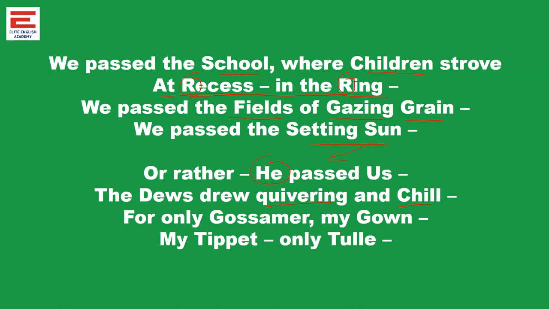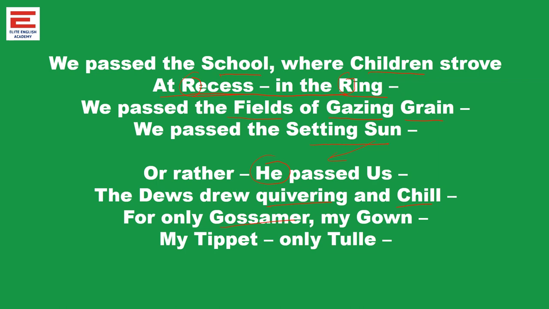For only gossamer my gown. So here she describes the dress that she is wearing. What is gossamer? It is cobwebs spun by small spiders. So gossamer refers to cobweb, which is found in fields and houses. But she is referring to a headdress, a net-like dress. My gown, like the people wear for Christian marriages, where the fabric is like we can see through it.